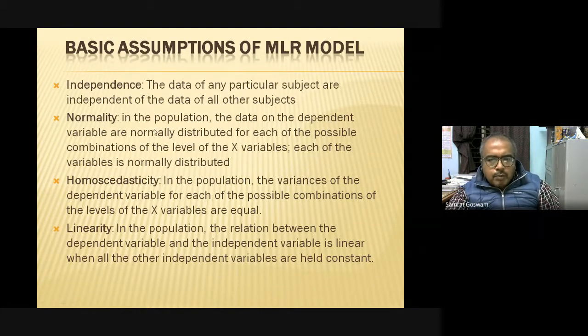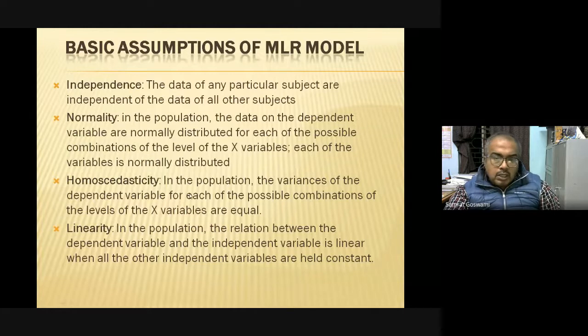Normality tells us that in the population, the data on the dependent variable are normally distributed for each of the possible combinations of the levels of the x variables. Each of the variables is normally distributed. That means the variables that you are considering, you are assuming that they are normally distributed. There is normal distribution, so then only you can go for standard statistical exercises. Otherwise, you have to go for non-parametric exercises.